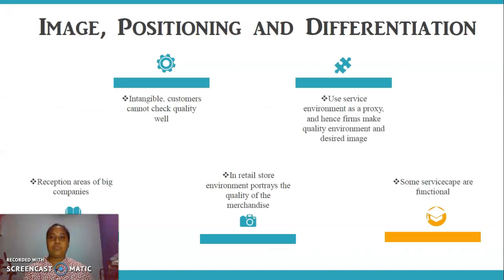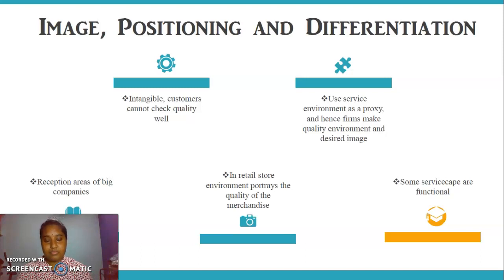Image, positioning and differentiation. For image positioning, five main points I elaborate here. First, services are often intangible, so customers cannot assess their quality well even after they use such service, because service cannot be touched, only felt.